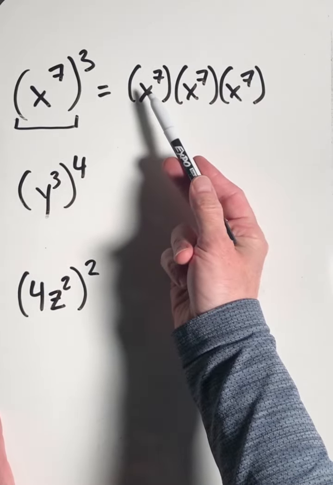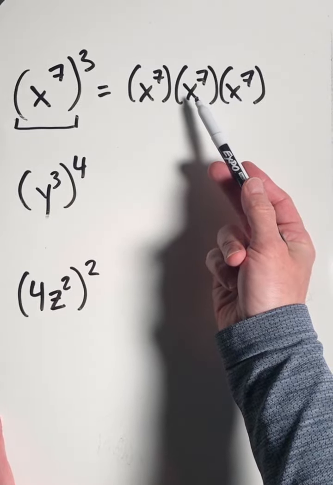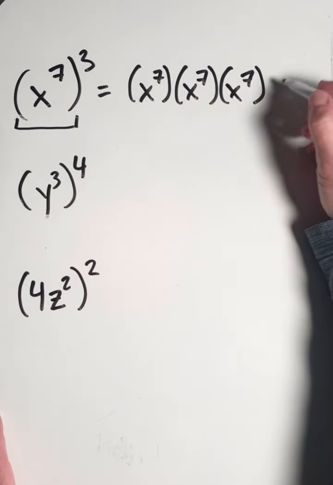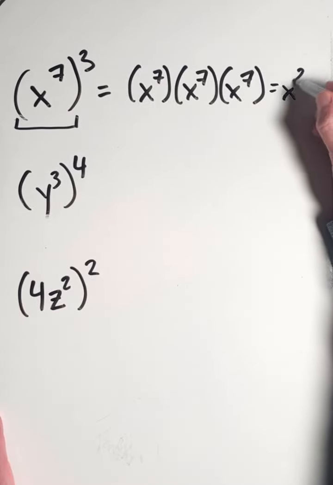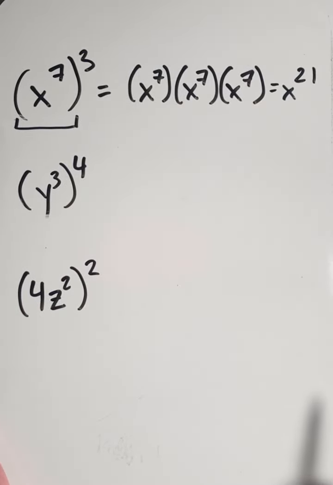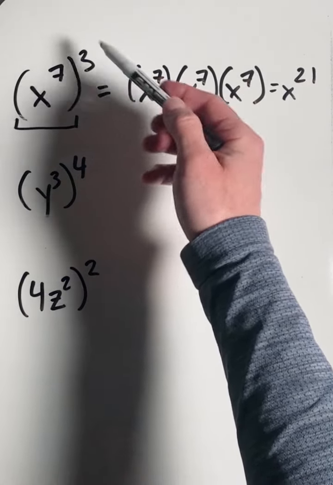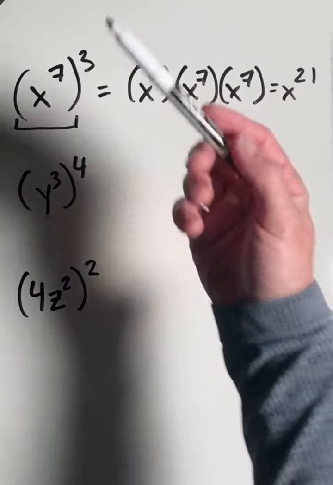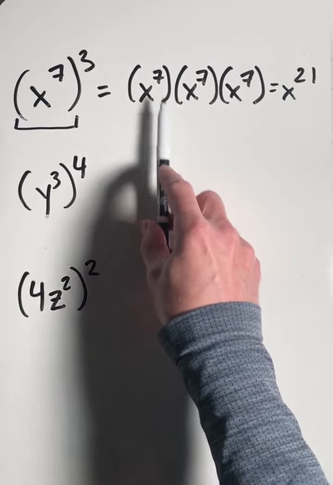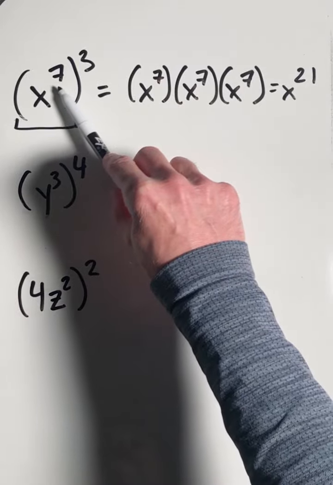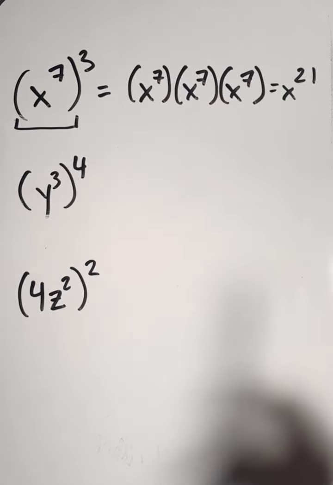So we have 7 x's in this group, another 7 x's in this group, and a third group of 7 x's in this group, altogether leaving us with 21 factors of x. This is the power rule. Remember that when you take a number to a power, that's an exponent. Exponents is repeated multiplication. So yes, we are adding the 3 7s together to get 21, but we could also have just multiplied 7 times 3.